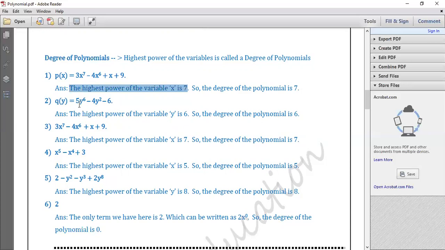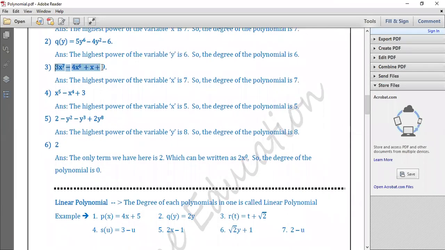And here, 5y power 6 minus 4y square minus 6. The answer is the highest power of the variable. Here the variable is y and the highest power is 6. So the degree of the polynomial is 6. And here, 3x power 7 minus 4x power 6 plus x plus 9. So the highest power of the variable x is 7. So the degree of the polynomial is 7.